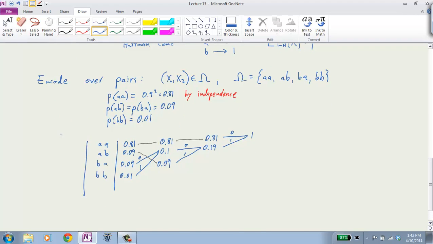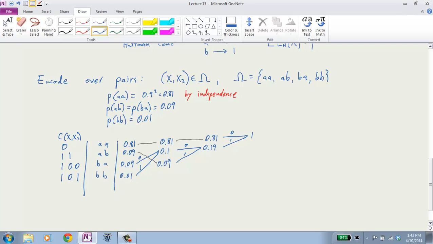So C of x1, x2, in this column. AA just gets the code word 0. AB gets the code word 1, 1. BA gets the code word 1, 0, 0. And BB is going to be 1, 0, 1. So there's a nice prefix code, and you see how it's done what we want it to. It's prioritized short code words for the most likely sequences.